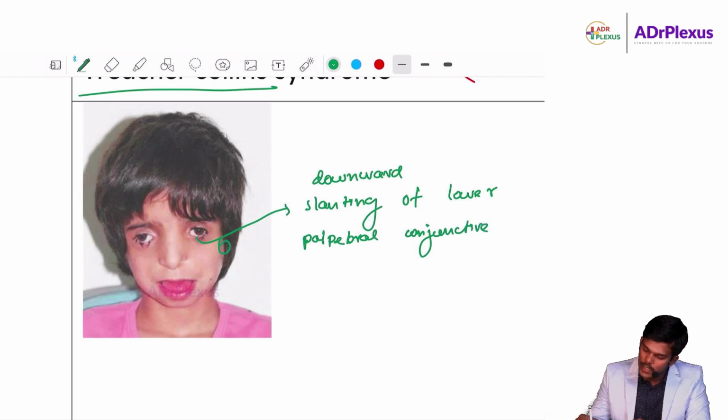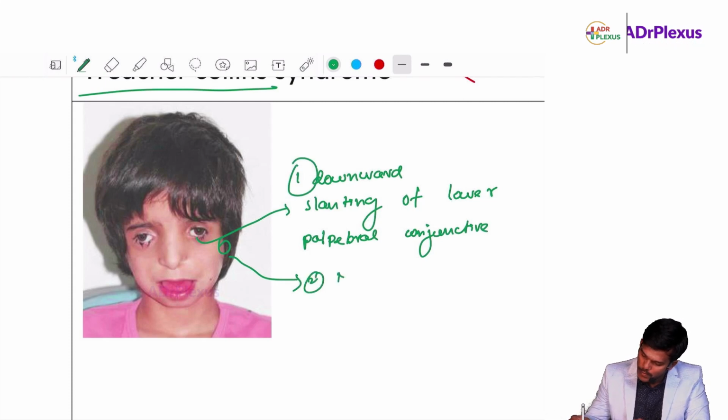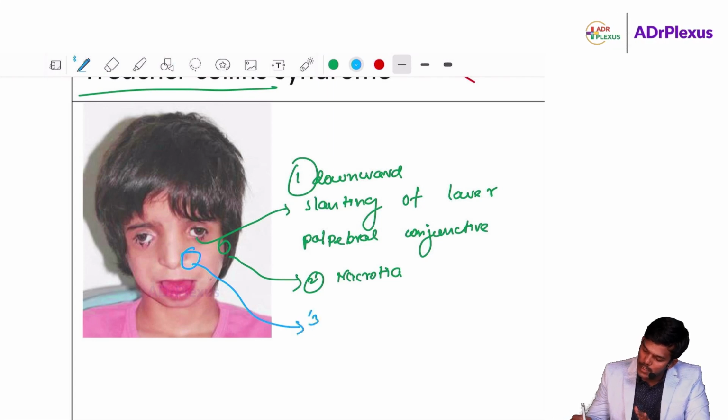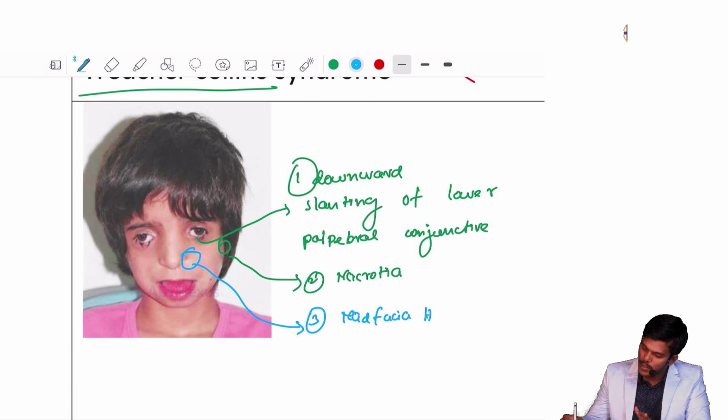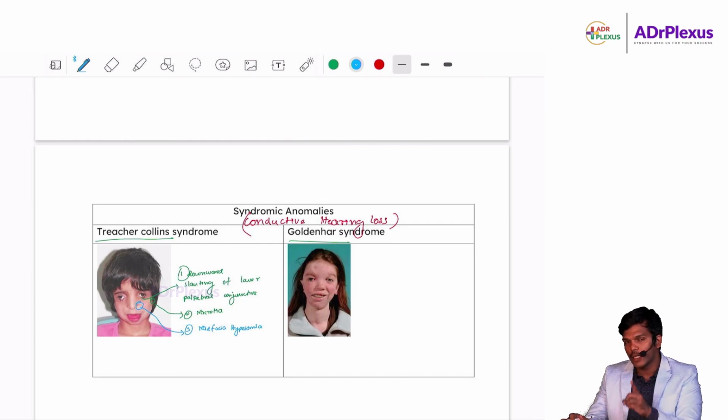What else? There will be microtia. See here, this mandible is defective, so there will be midfacial hypoplasia. Clear? Yes. So these are the features of Treacher-Collins syndrome. In this syndrome, there will be conductive hearing loss, but there will not be any sensory neural hearing loss.